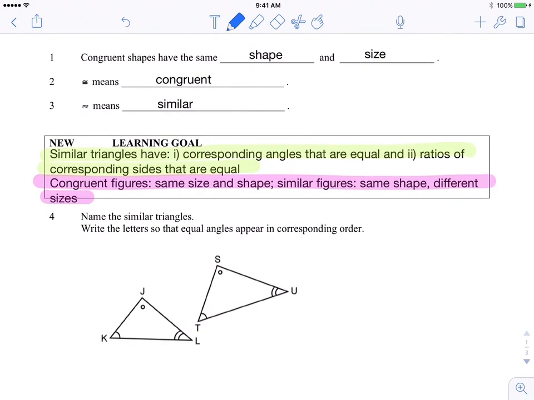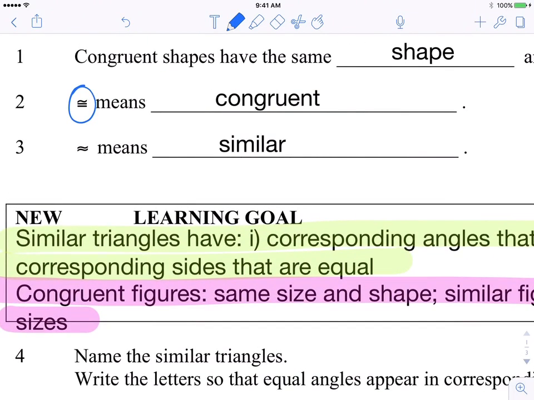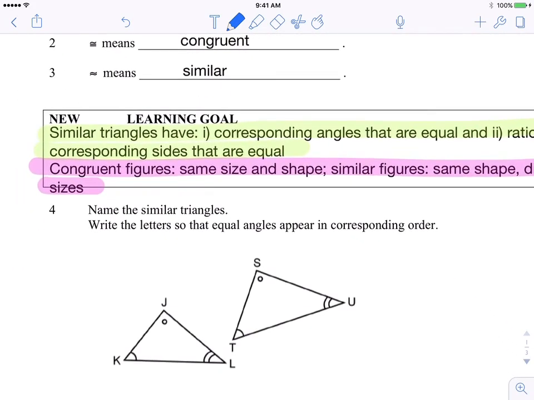Congruent shapes have the same shape and size, so they're pretty much exactly the same. The symbol that you see here means congruent, and this symbol here means similar. We'll be using those throughout the chapter, of course.